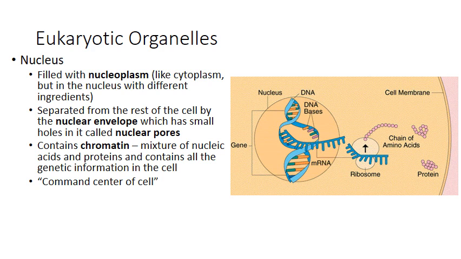So we can send some things, like copies of the DNA, out of the nucleus, but things aren't just floating away. It's tightly controlled, but it also lets some things in and out. Within the nucleus, we have chromatin, and we'll go over this more as we move forward. But chromatin is a mixture of nucleic acids and proteins.